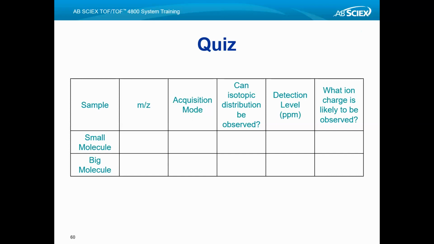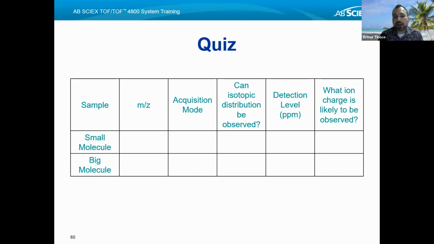Reflector mode. Good. Right. So someone who is not Kennedy and not Justin, what acquisition mode do you collect for a big molecule? Linear. That's correct, Juan. Good. So someone that's not Justin, Kennedy, or Juan, can you detect isotopic distribution for small molecules, reflector mode? Yes or no? Yes. That's correct, Elizabeth. Thank you.